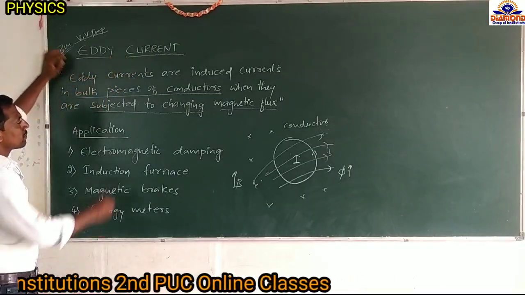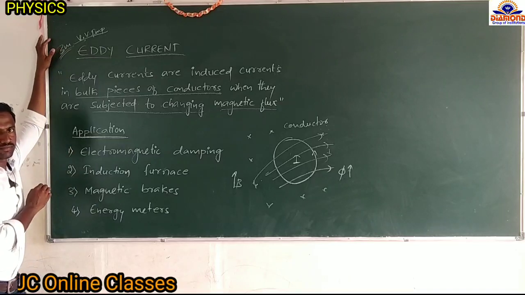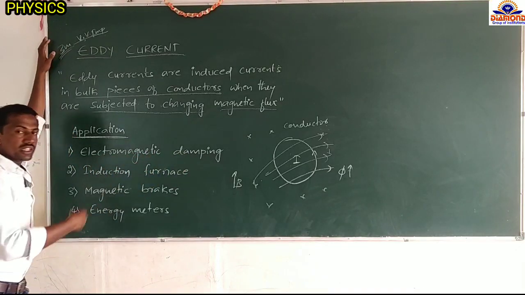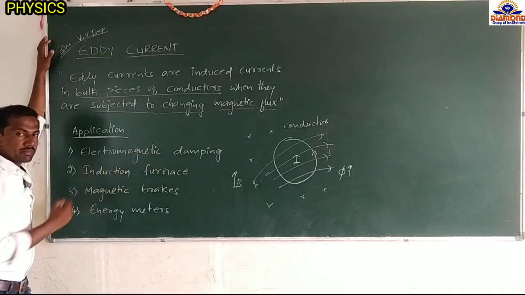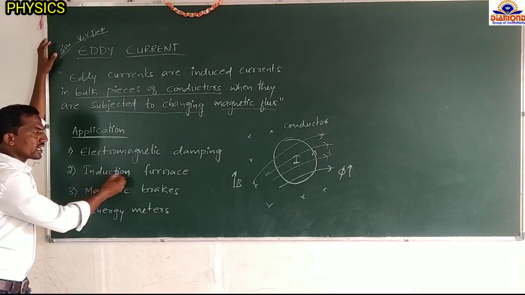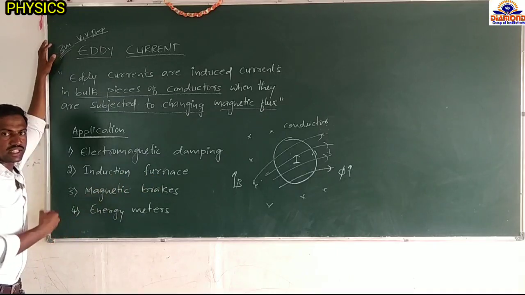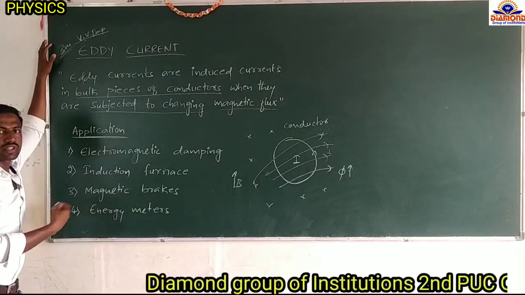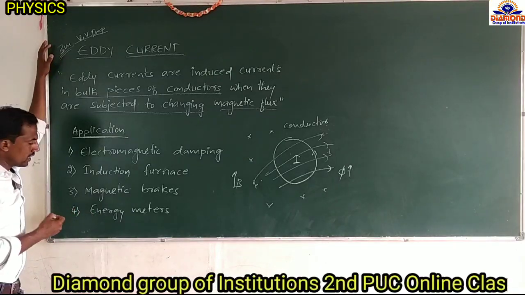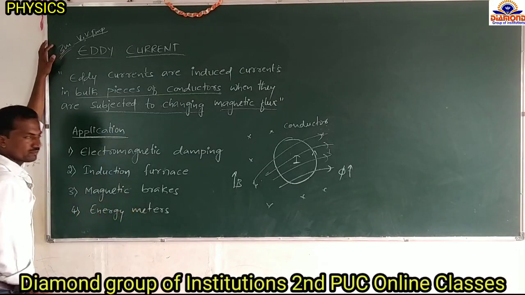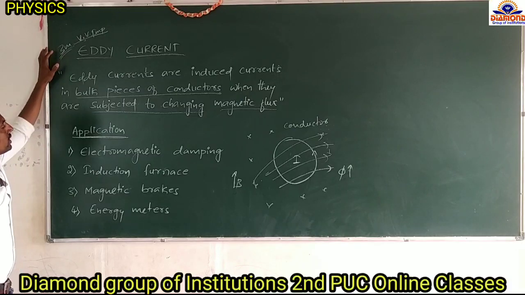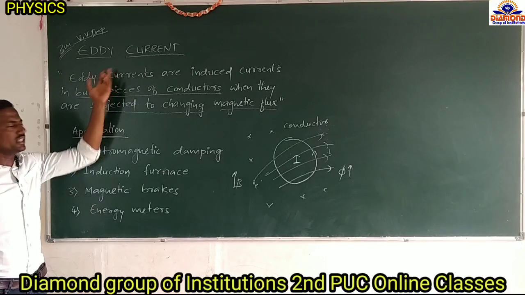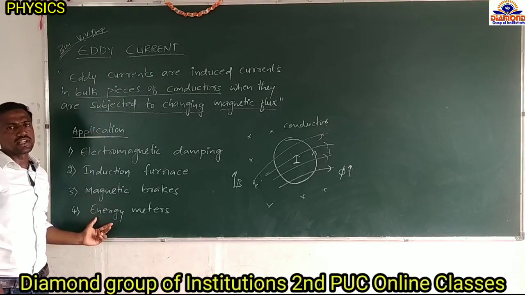What are the applications of eddy current? Electromagnetic damping, induction furnace, magnetic brakes, and energy meter. These are the important topics only for 3 marks: define eddy current and write the applications of eddy current.